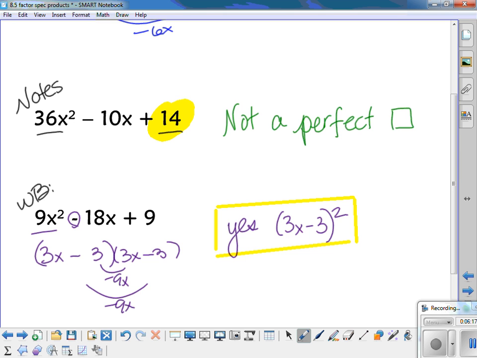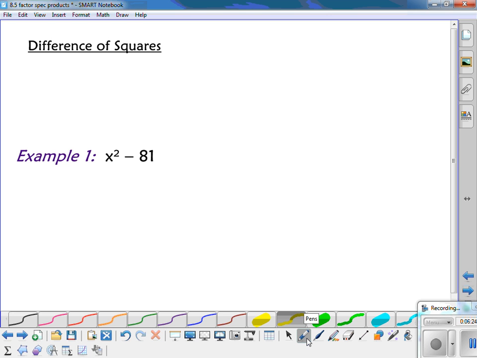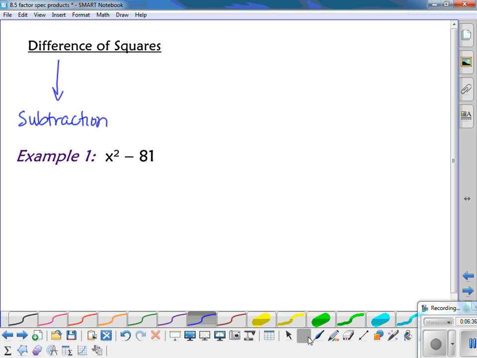All right. Let's take a look at the difference of squares then. All right, so difference of squares. When you hear the word difference, that means we're doing what? Subtraction. And by squares, I mean your perfect squares.